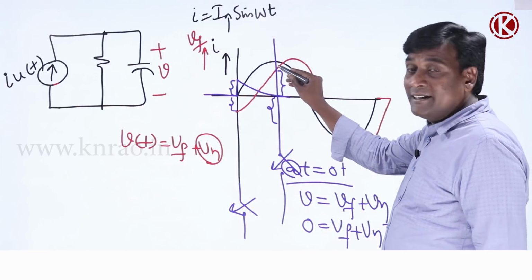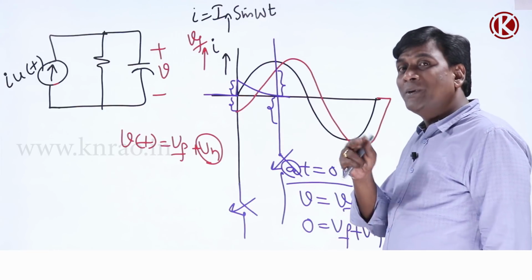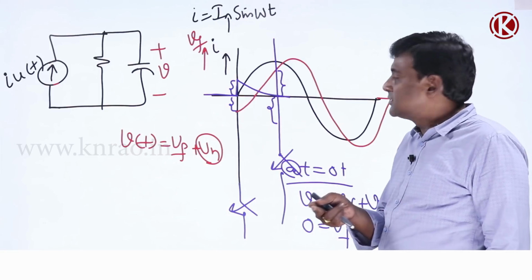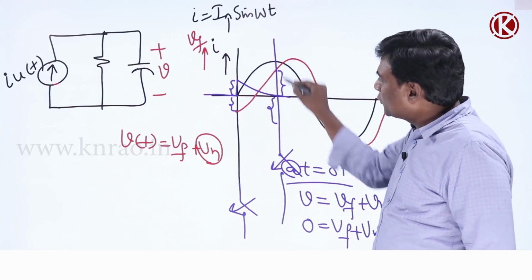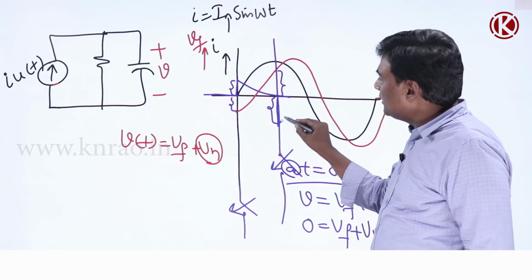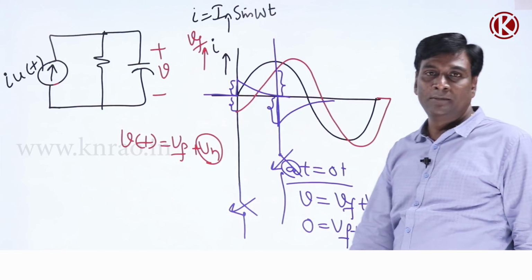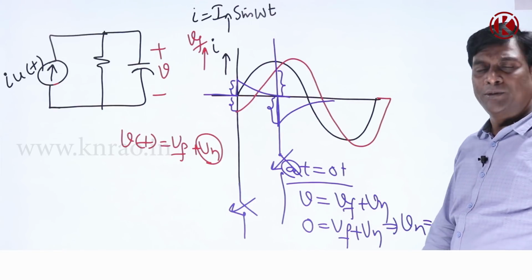So forced is already having some positive value. Forced plus natural should be 0 at t equal to 0 plus, so natural should be minus of forced. So forced is having this much, and natural will decay like this, exponentially. How to find the time constant, we all know.